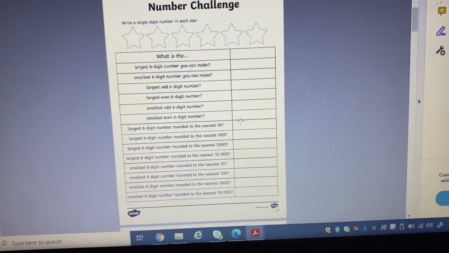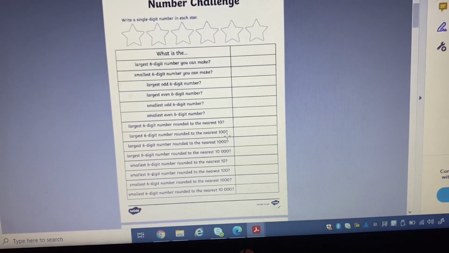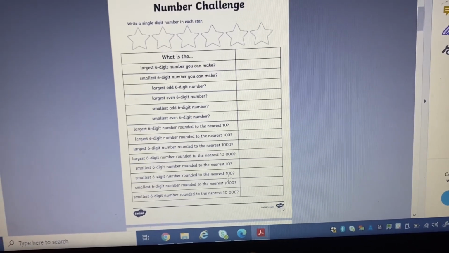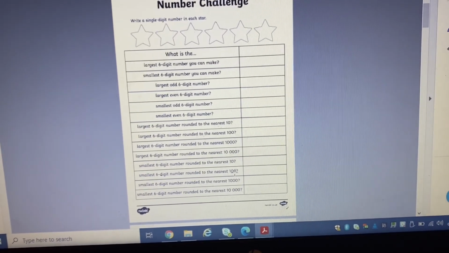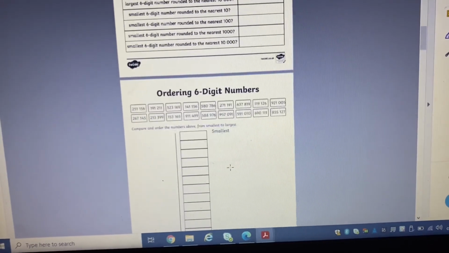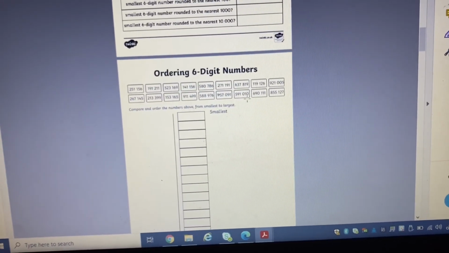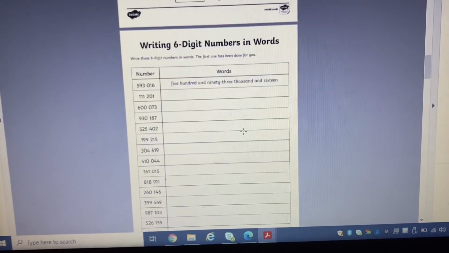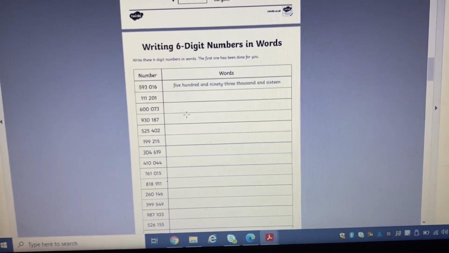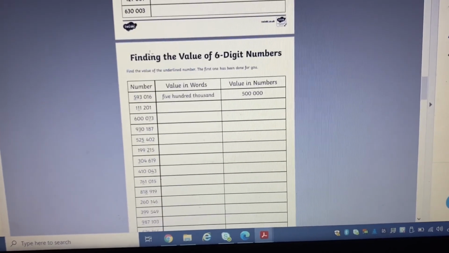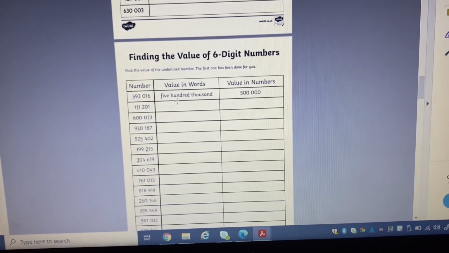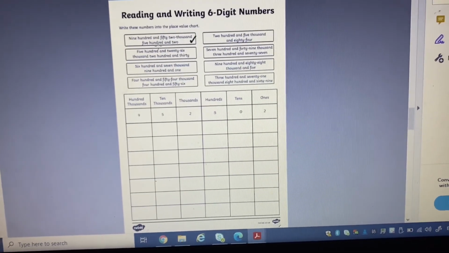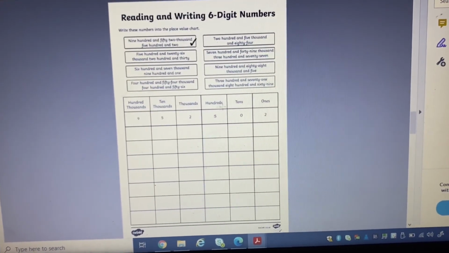You are this time rounding to the nearest 1,000 and the nearest 10,000, but it's using the same skills as to the nearest 10 and 100, just getting trickier each time. You have ordering numbers again, but again with some larger numbers. Writing it in words, same as before. Finding the value of the digit that's underlined again, and reading a number and writing it correctly in the columns.